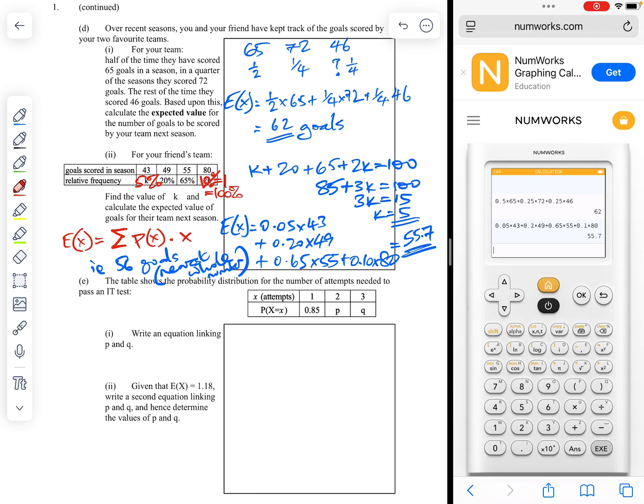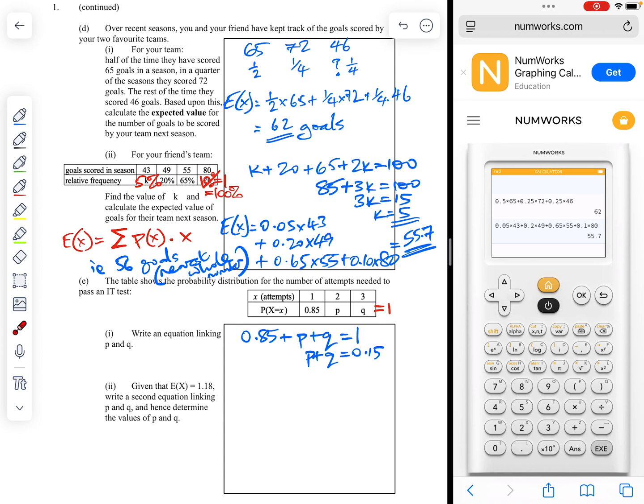So, again, with probabilities, we know they add up to 1, so we can straight away write down that 0.85 plus the P value plus the Q value has to equal 1. That is an equation. We might as well tidy it up quickly. P plus Q, with subtraction, is 0.15. So we don't know what P is or Q is, but we know P plus Q comes to 0.15.